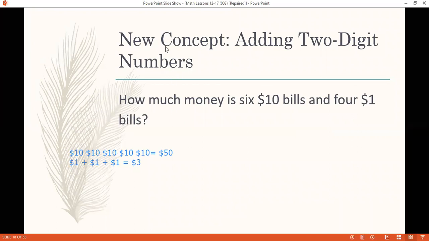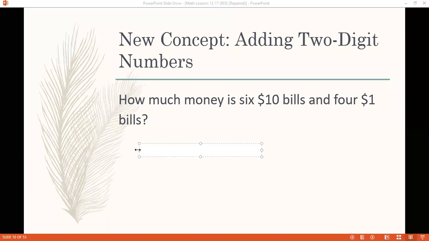All right, and moving on. How much money is 6 $10 bills and 4 $1 bills? So let's think about how much 6 $10 bills. We can write it out.